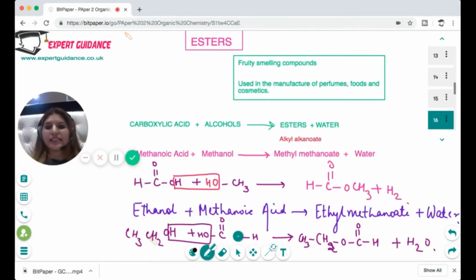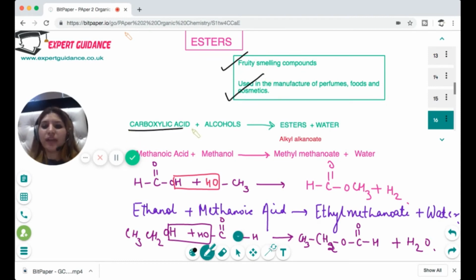Next are esters. Esters are the last functional groups you need to know. They are fruity smelling compounds which are used in the manufacture of perfumes, foods, and cosmetics. They are formed by the reaction of carboxylic acid and alcohol to form esters and water.